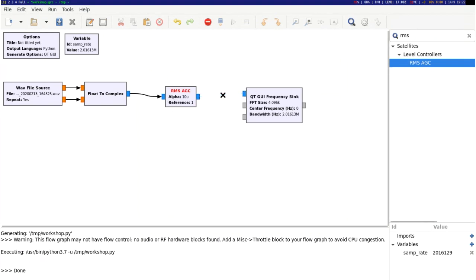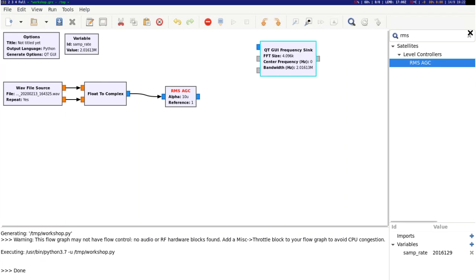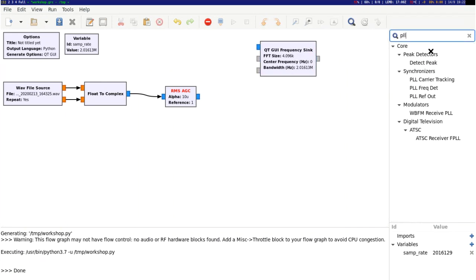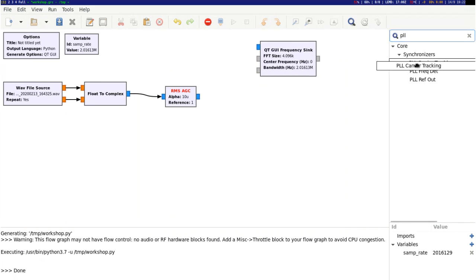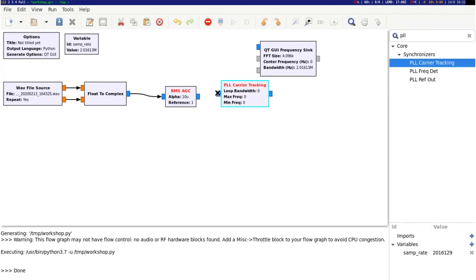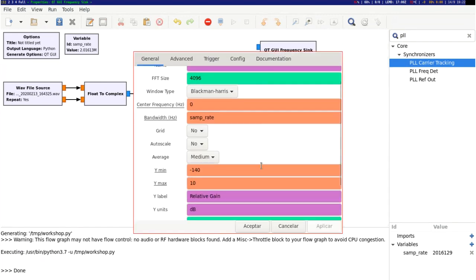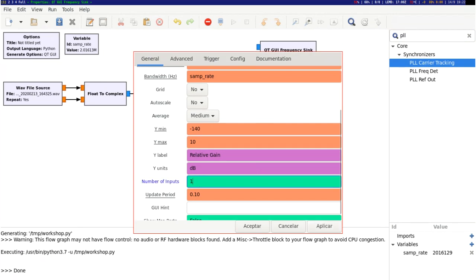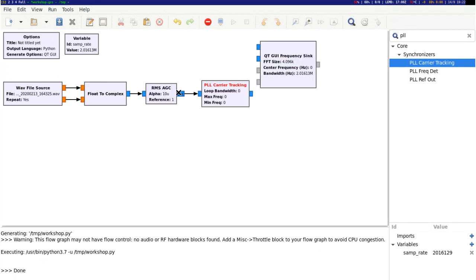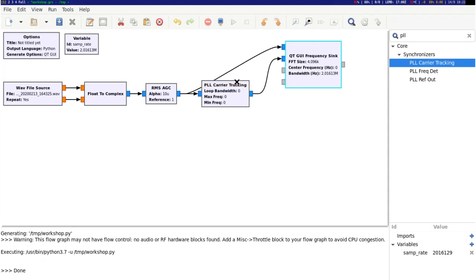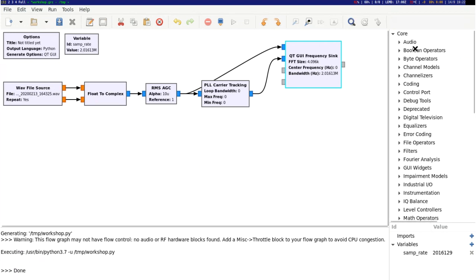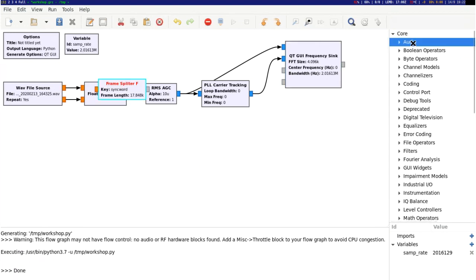And then here we insert a PLL carrier tracking. We are going to compare the input of the PLL with the output of the PLL, so I set here 2 inputs so we can compare. And now we have some parameters we need to decide. For this, I'm going to use variables.